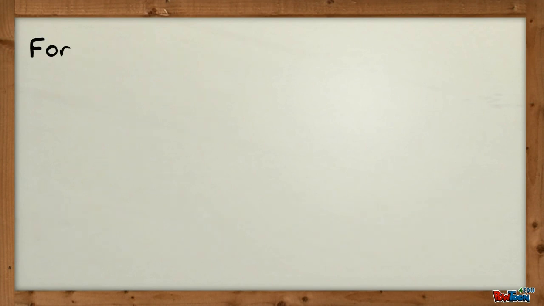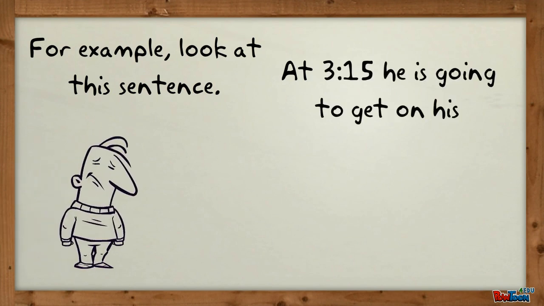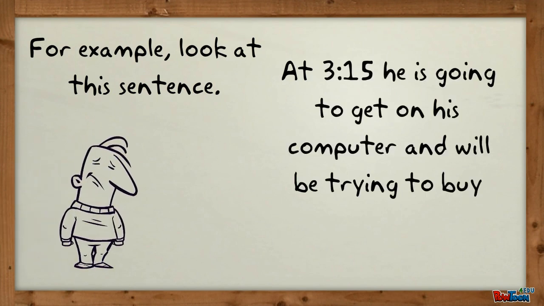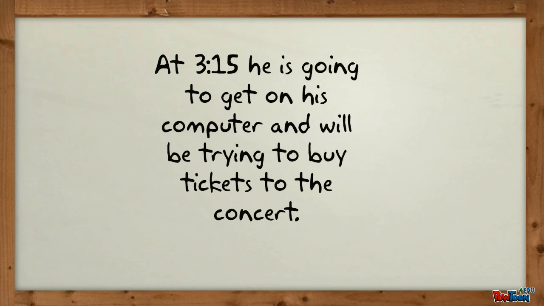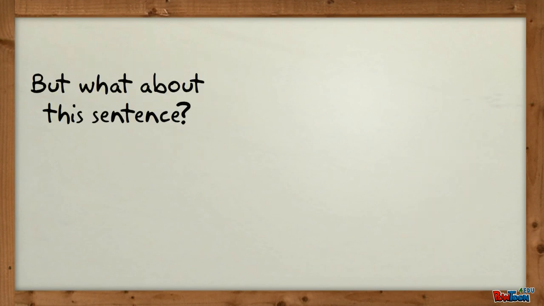For example, look at this sentence. At 3:15, he is going to get on his computer and will be trying to buy tickets to the concert. That's got a lot of extra words in there that don't really help the sentence at all. But writing in the active voice can help make your writing a lot more interesting. So let's look at this rewrite.